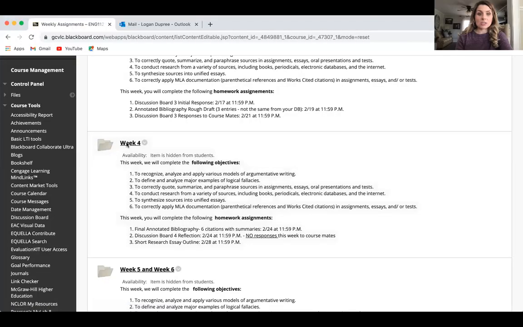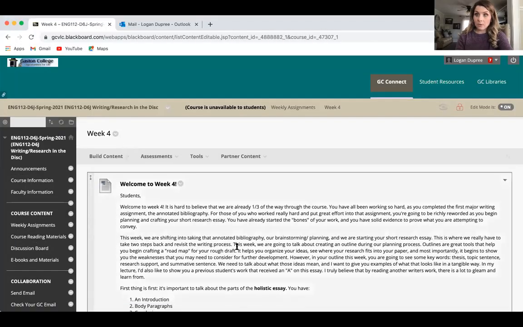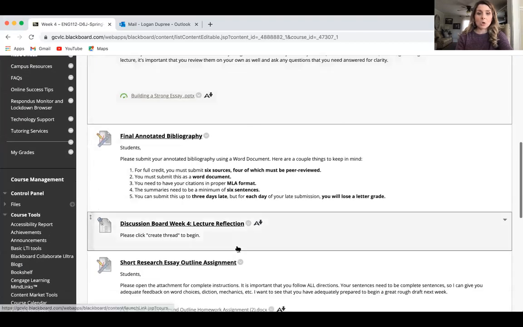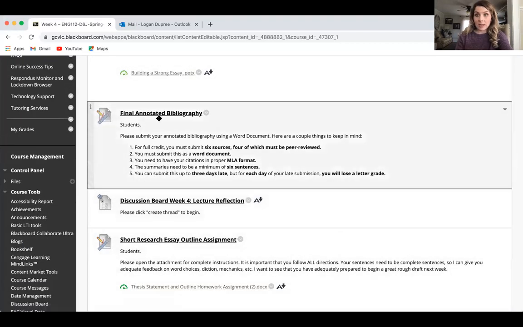So, the first thing that I want to do is just remind you to go to your week 4. If you scroll down here, you'll see that your final annotated bibliography already has a link ready for you to turn in. Just to remind you of a few key points, for full credit, you should have 6 sources, and 4 of those need to be peer reviewed. You must submit this as a Word document. I don't accept PDF or text edit or any other type of software. You need to have all of your citations in proper MLA format.